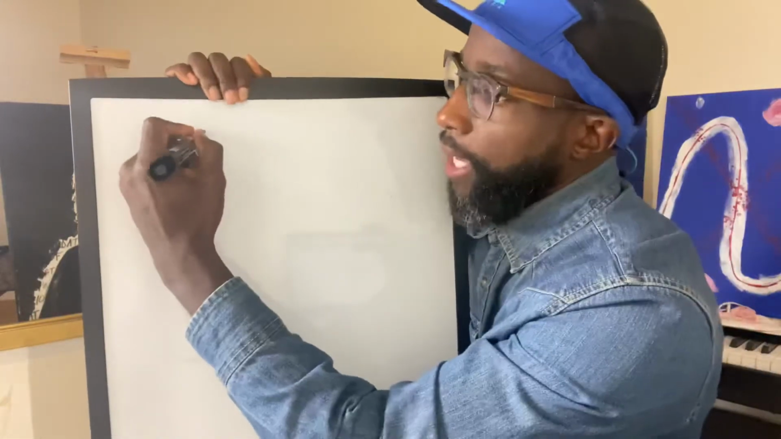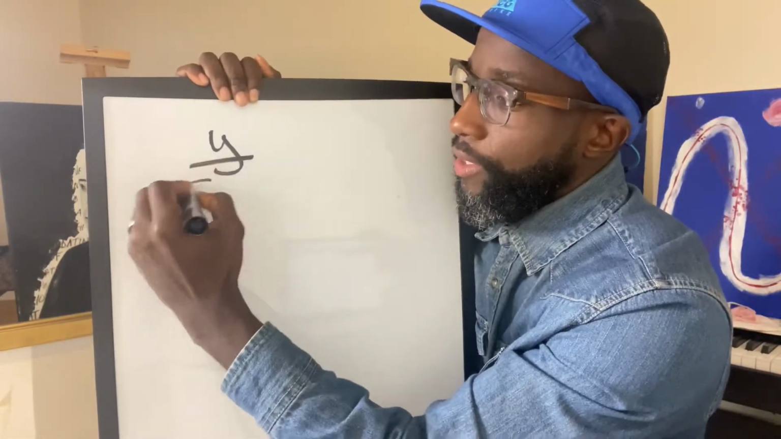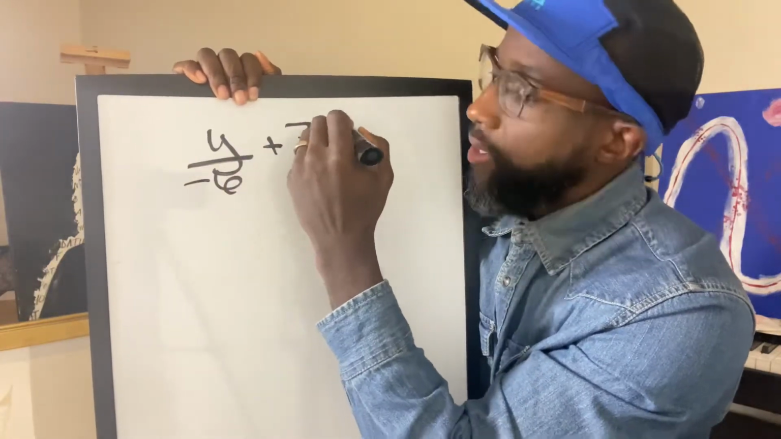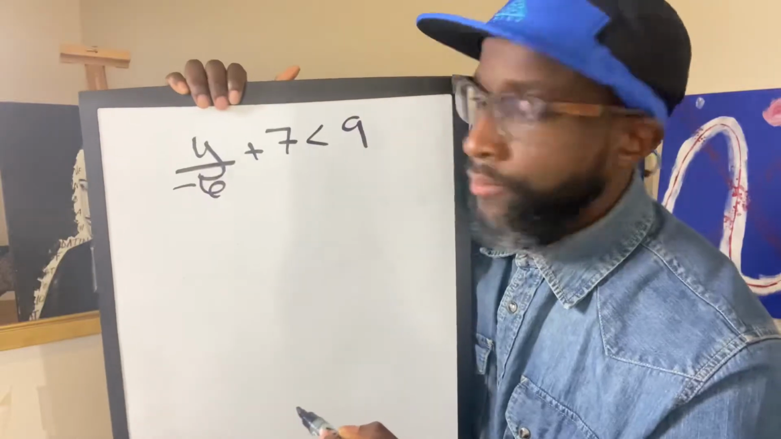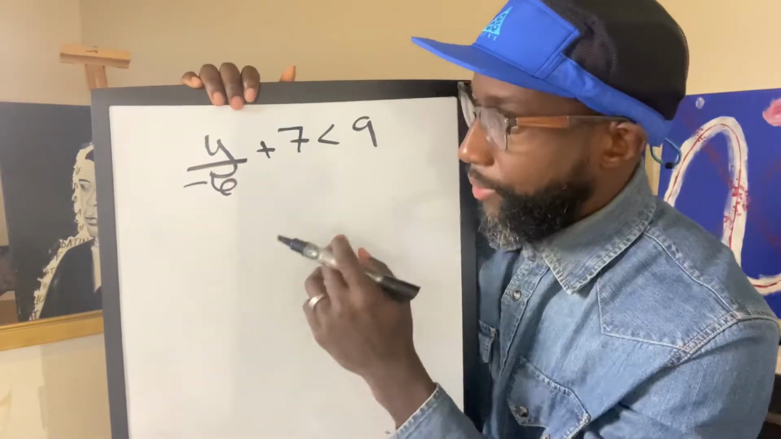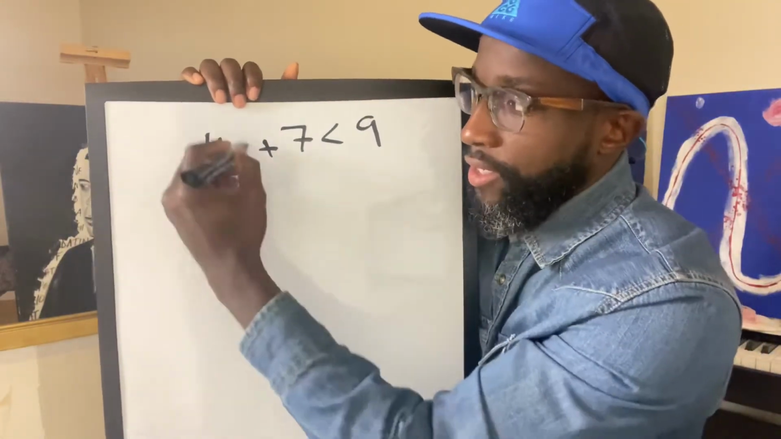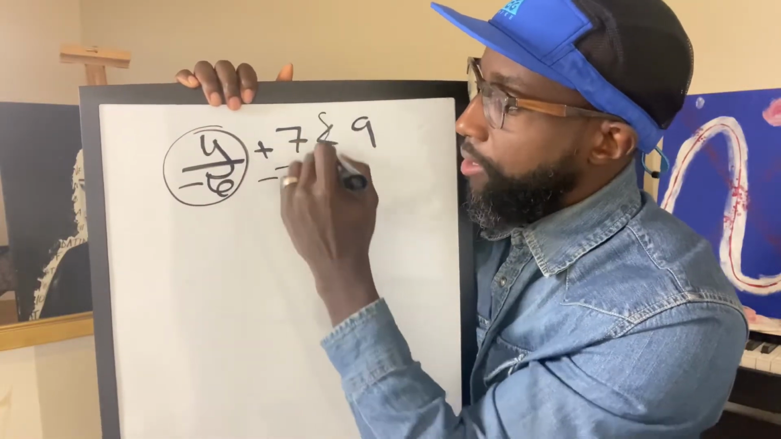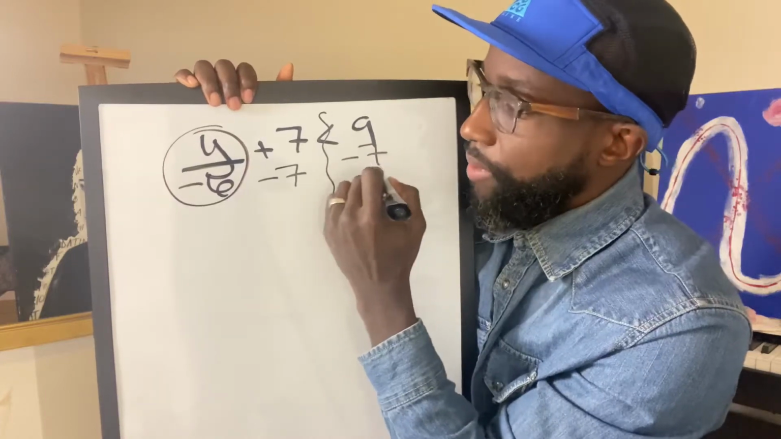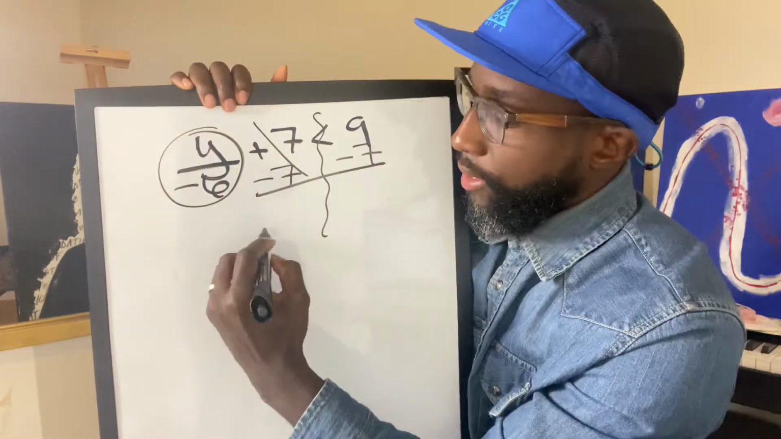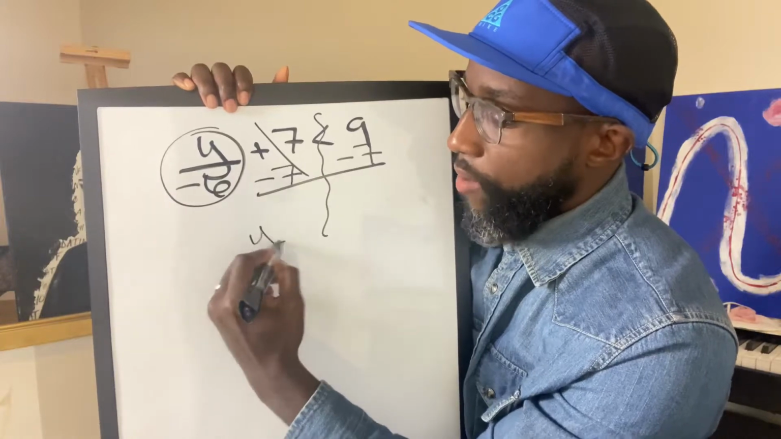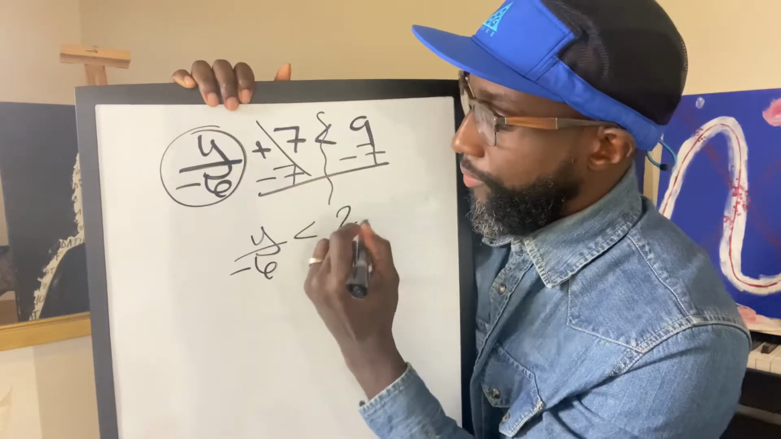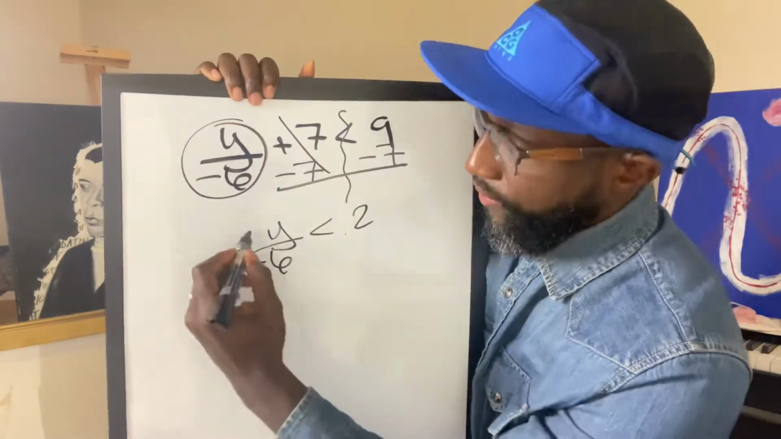So here we go. We have y over -6 plus 7 is less than 9. It's just like typical problems. The first thing you want to do is get the variable alone, so we do the inverse operation and subtract 7 on both sides. The 7's cancel on the left side, so you have y over -6 is less than 2.